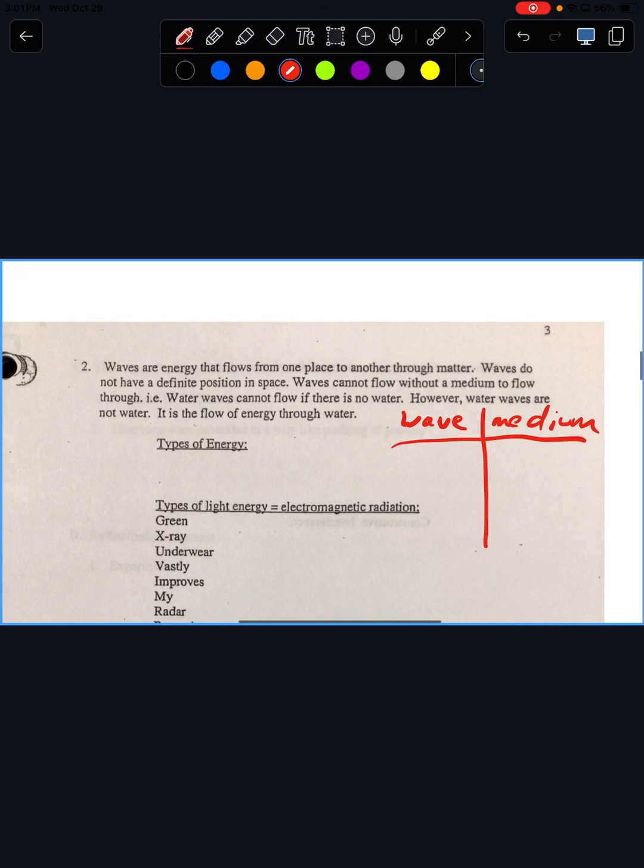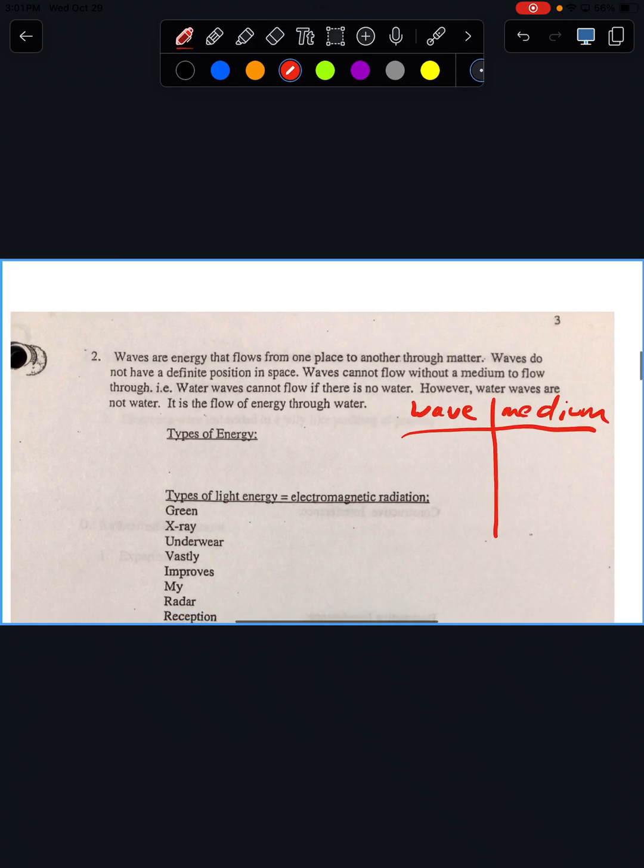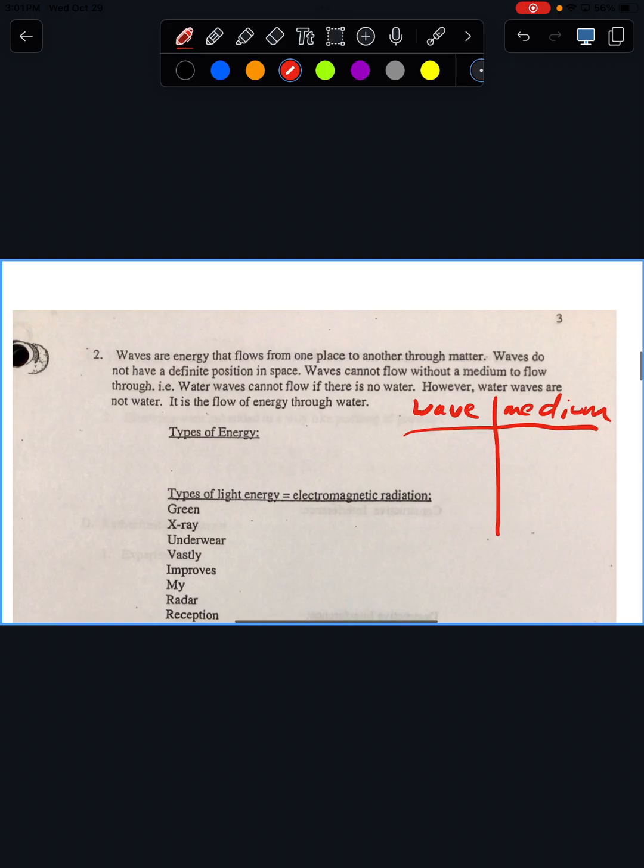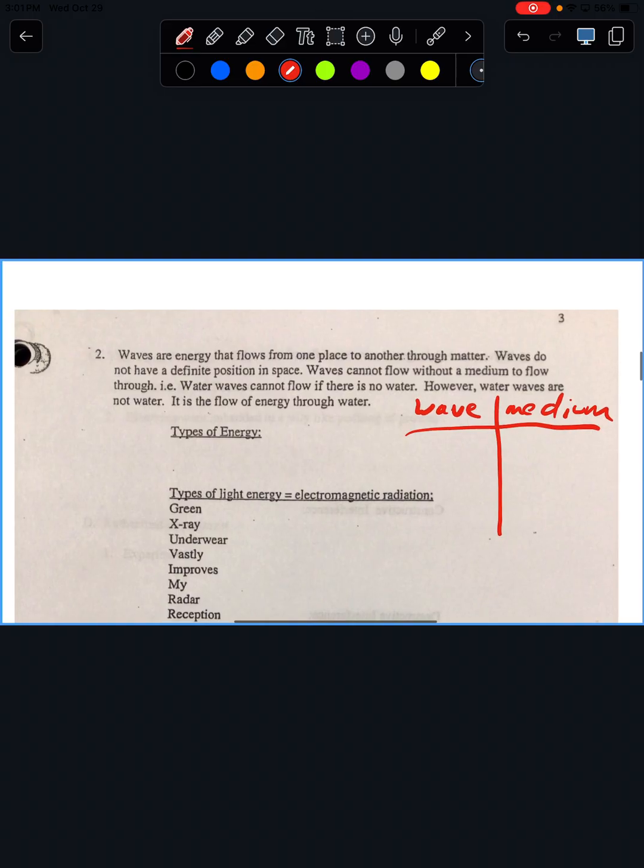By the way, this is the only page we're going to take notes on. Once we're done with page 3, we're done for today. And then you'll get to work on your homework.